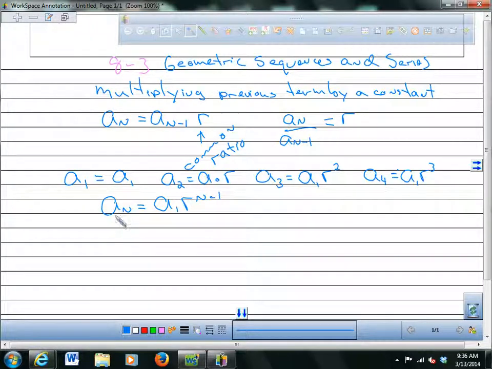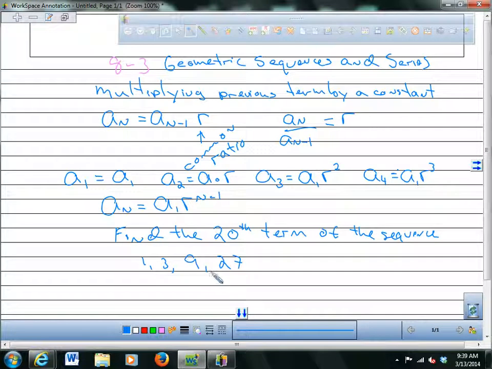For instance, let's find the 20th term of this sequence: 1, 3, 9, 27. You could probably figure that out pretty easily.